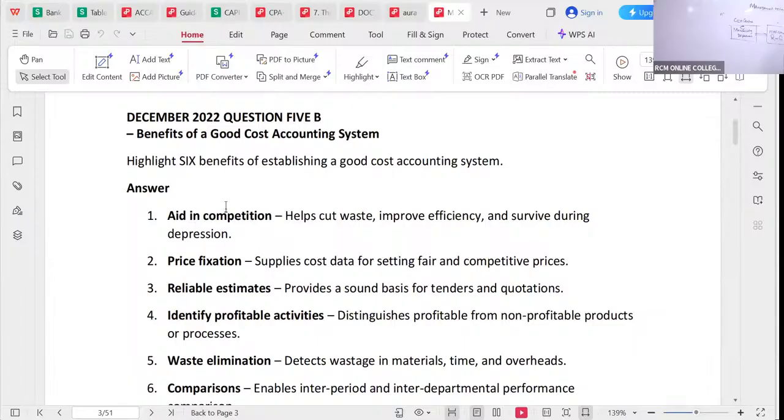In competition, it helps us cut waste, improve efficiency, and survive during a depression. Remember the gentleman in management, Michael Porter, who said that to survive in any economy as an organization, there are 2 things you can do: either you become a cost leader, or you differentiate yourself from the competitors.